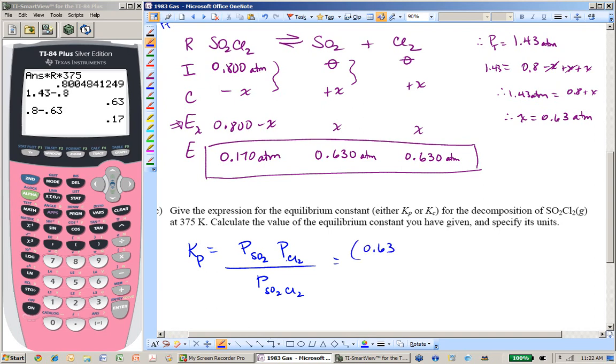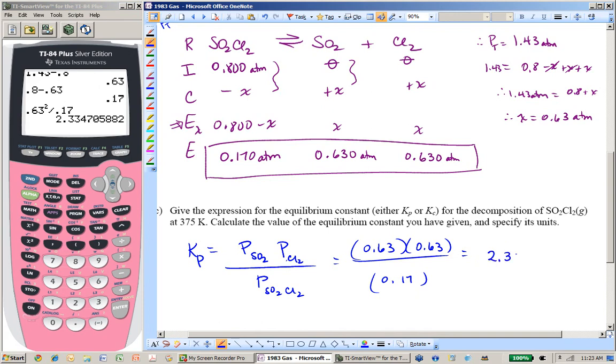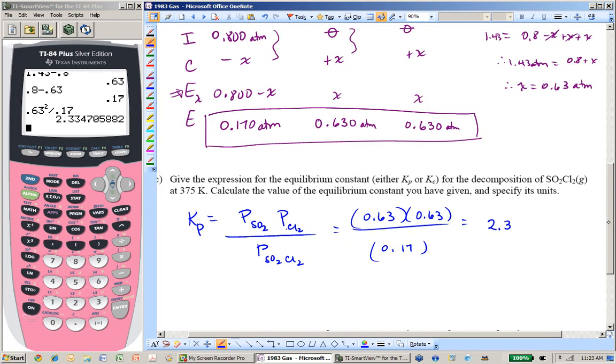So I'm going to plug and chug. 0.63 times 0.63 over 0.17. So 0.63 quantity squared divided by 0.17. Yes, it can really be this easy. And you come out with 2.3 for Kp.